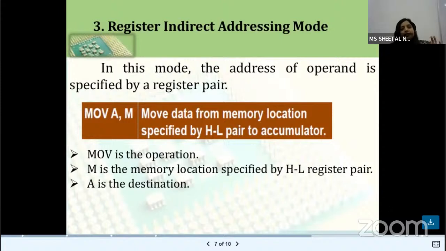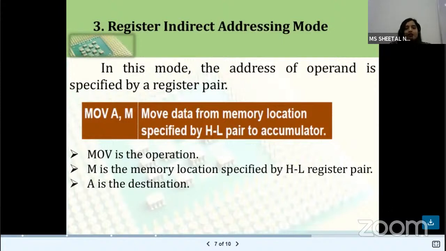In this mode, the indirect address is specified by a term, that is M, and this M represents some memory location. M stands for memory. But which memory location? In this instruction, we are indirectly addressing some data which is in a memory location represented by M here. Now what is M? M is the memory location which is specified by the HL pair.